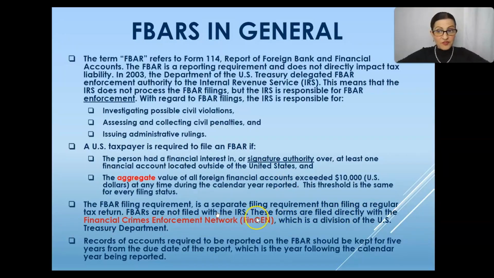There is no paper form. All of these have to be filed online. You can download a PDF version to look at it and fill it out before you actually submit the FBAR. But when you submit the FBAR, it's only an e-filed form. There's no way to mail it in. So you file the FBAR with FinCEN, not with the IRS. But the IRS is responsible for FBAR enforcement.